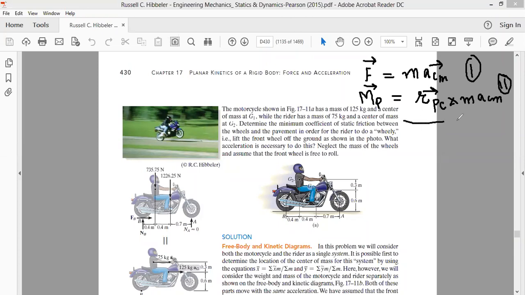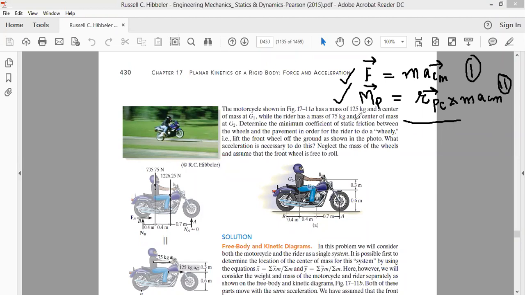Now, if you look at both the equations, force equals mass into acceleration, and this equation of moments, the question is why two equations are required to define the motion of a rigid body. The reason is that whenever a rigid body is in motion, the motion of a rigid body can be a summation of two motions, translation and rotation.